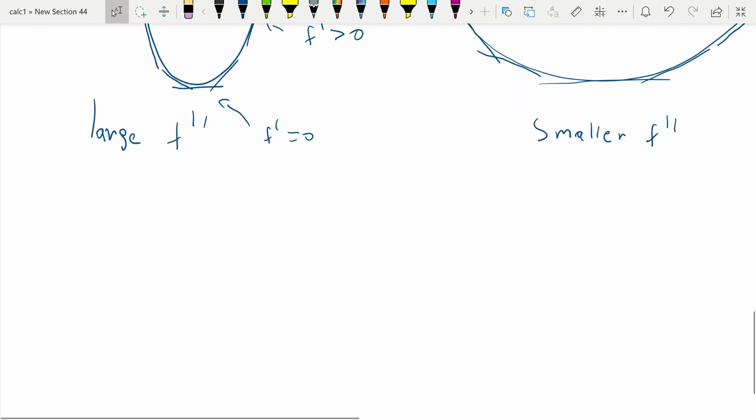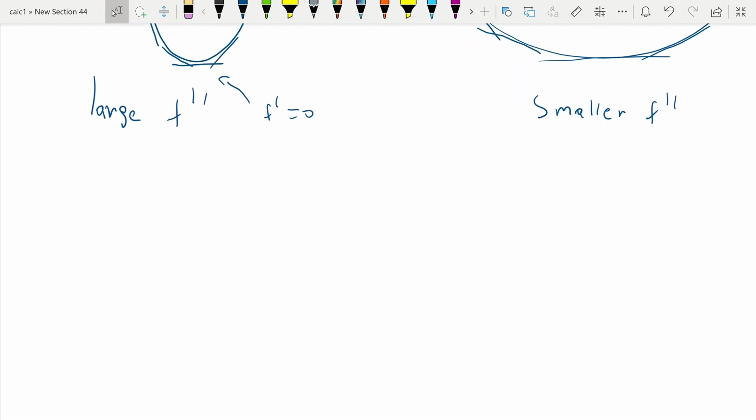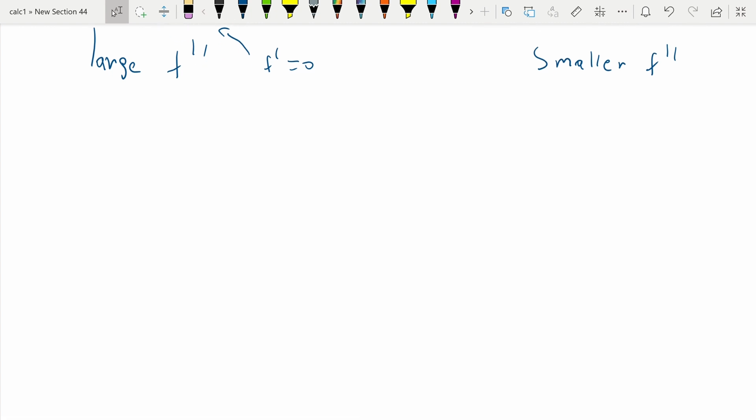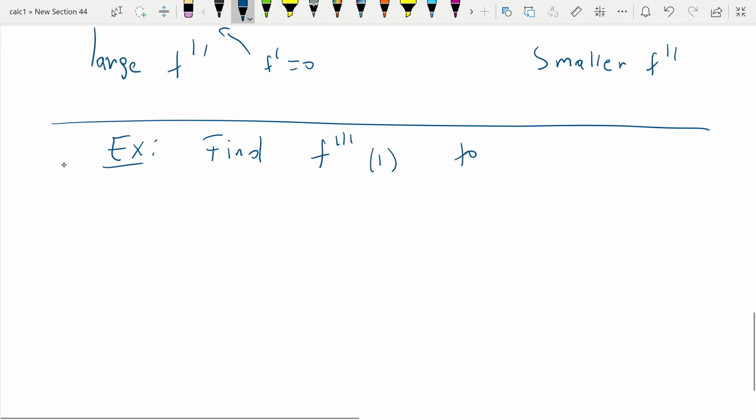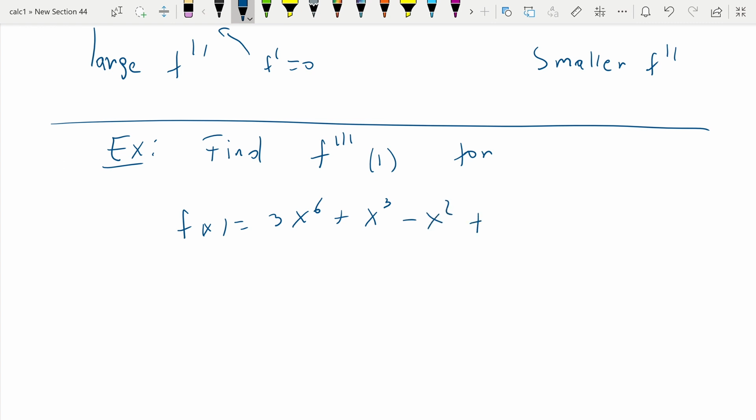The other derivatives not so much, but for purposes of performing well in quizzes or exams, I'll give you a couple of things that you will need to know. A couple of examples. For instance, the first one is find f triple prime at 1 for f of x equals 3x to the 6 plus x cubed minus x squared plus 17.